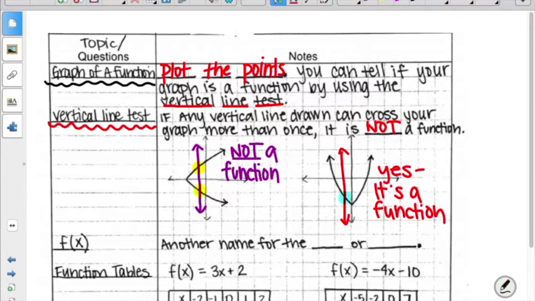So if any vertical line drawn crosses your graph more than once, it is not a function.